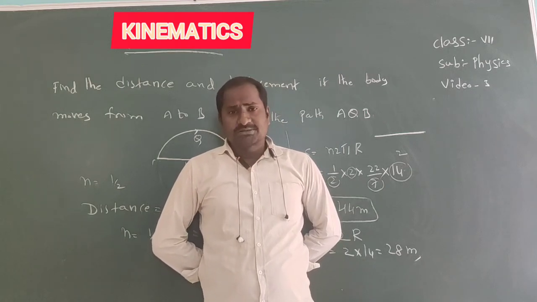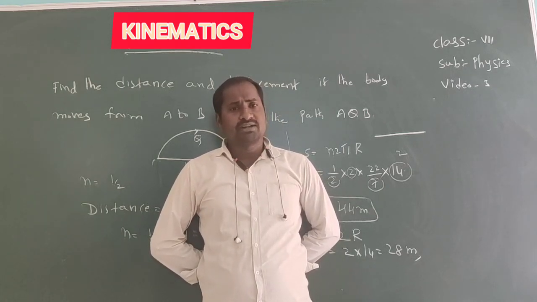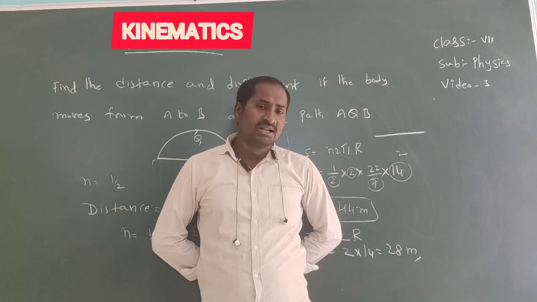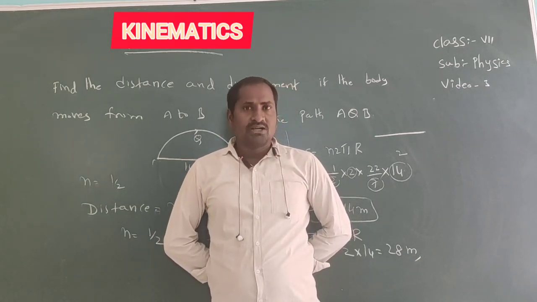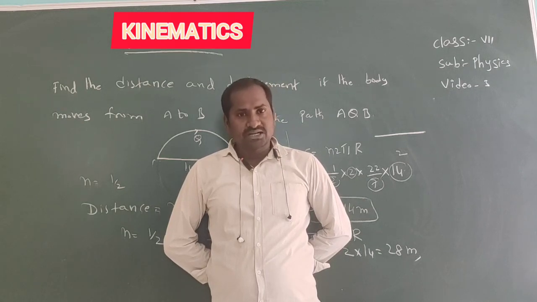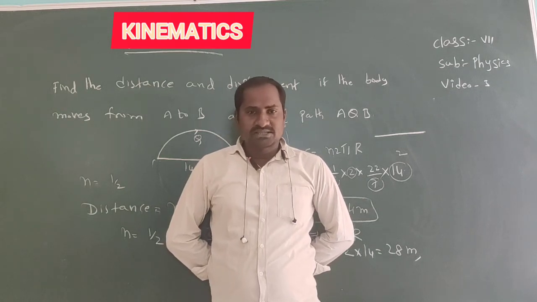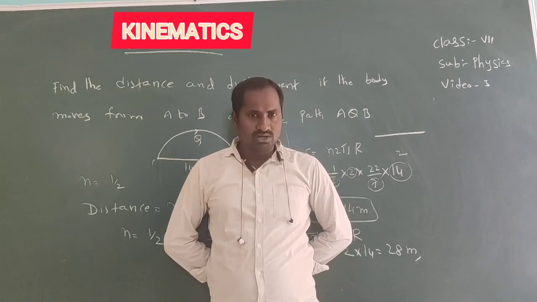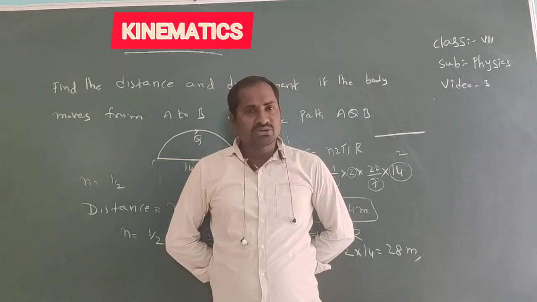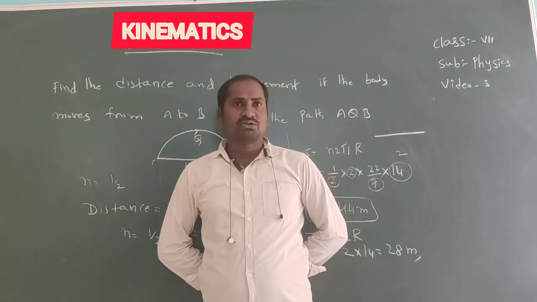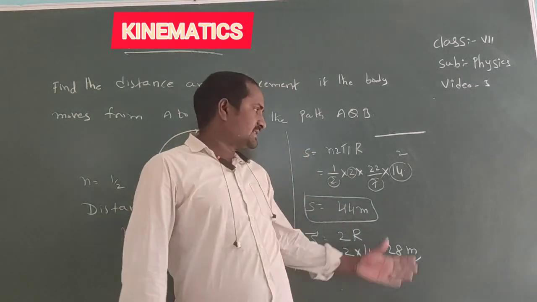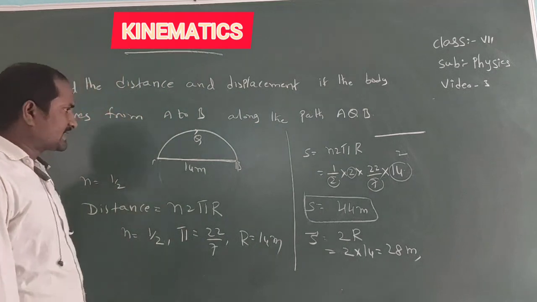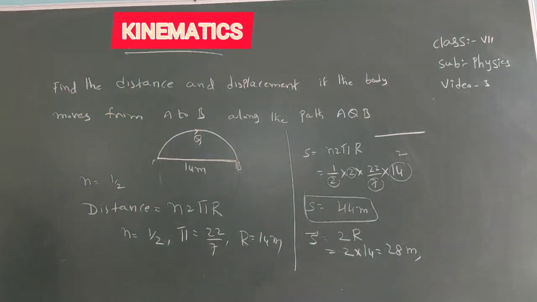Now displacement: the shortest distance between the initial and final point is called displacement. Displacement is a vector quantity. Displacement is measured in meters in SI, centimeters in CGS. Displacement may be negative, 0 or positive also. So that is about distance and displacement. These are the different models to find the distance and displacement.